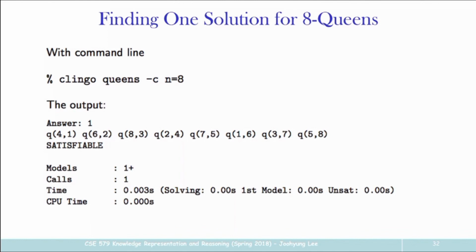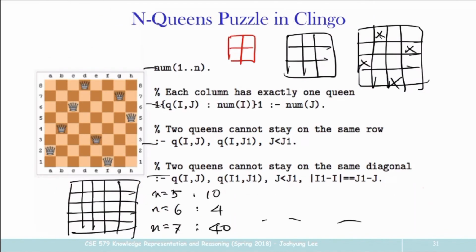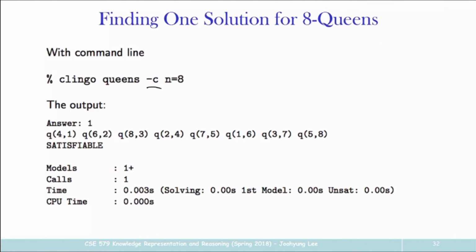Clingo is the name of the program. You type queens, which is the name of the file, and -c is a placeholder to say n equals 8. So in the previous slide, n was not fixed, and you can change the parameter. If you just type it in, you will see one solution here. Q(4,1) means that there is a queen at 4,1, and similarly for the other atoms. It takes a very reasonable amount of time to solve this problem.